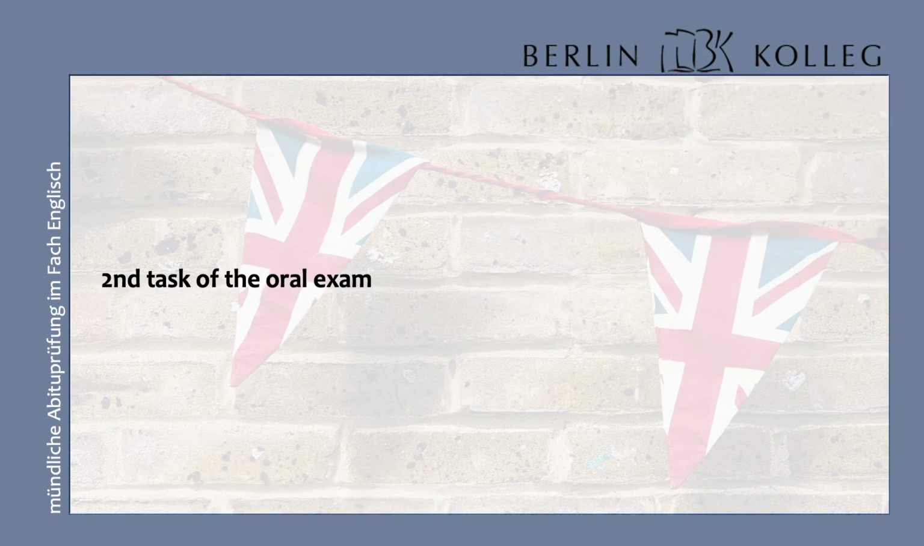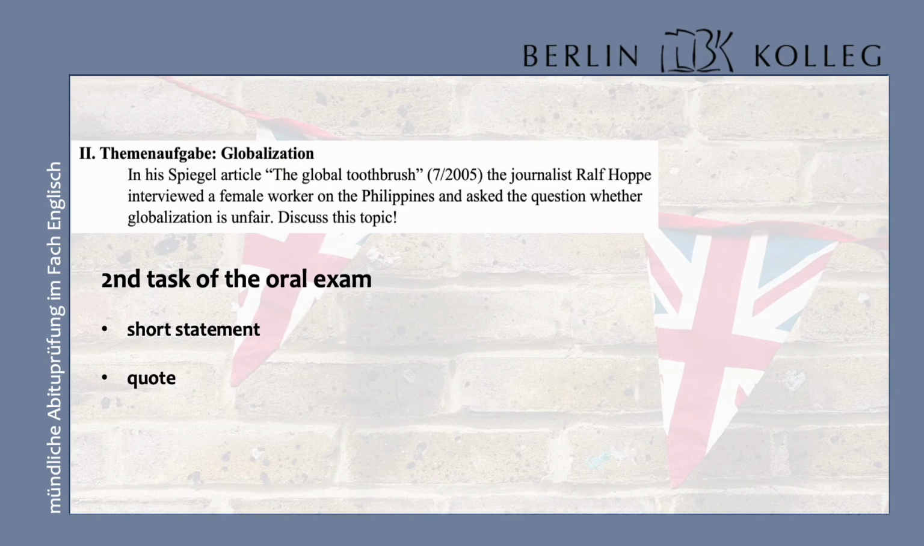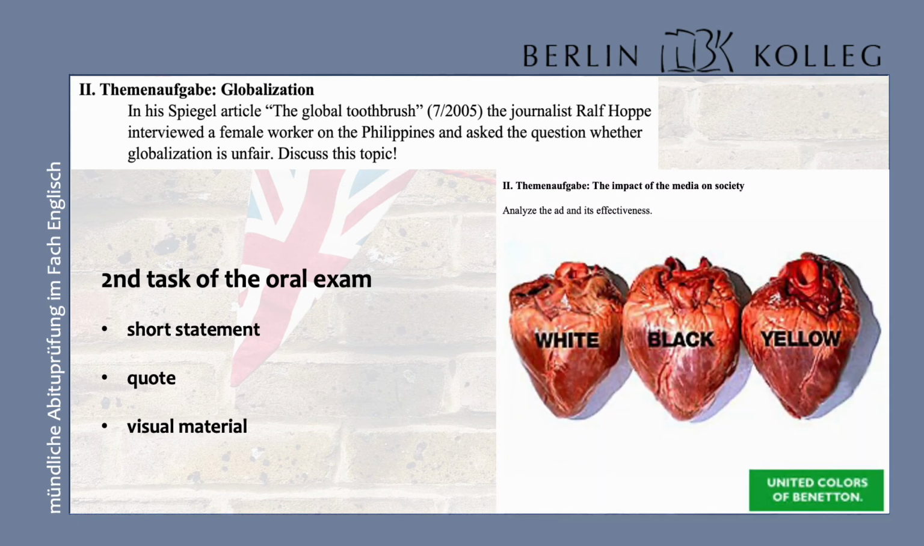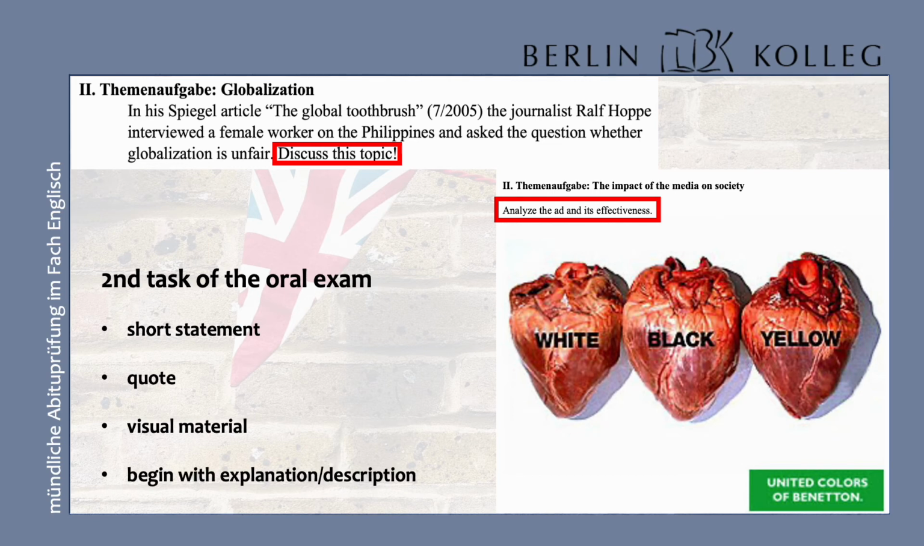The second task consists of a short statement or quote or visual material, often a cartoon, with 1 assignment on the second exam topic. Always begin here by explaining the quote or describing the image before moving to interpreting. The teacher decides which semester topic will be dealt with in which part of the exam.